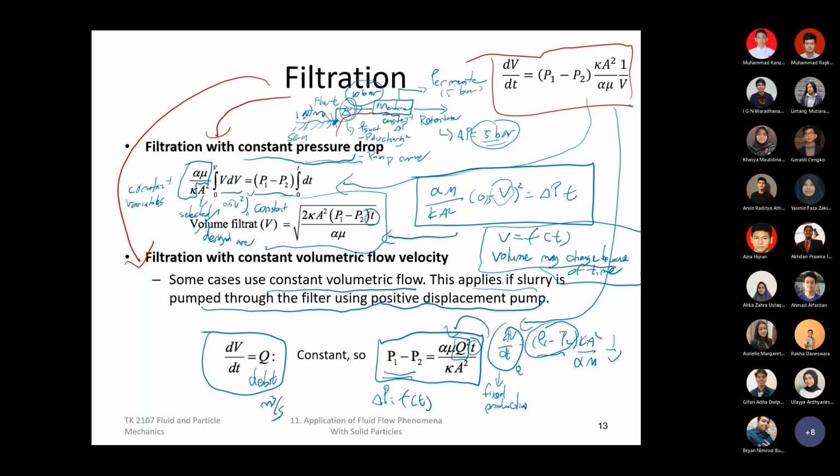So if initially you only need 5 bar, for example, to go towards the membrane area, later on it starts to build up to 6 bar, 7 bar, 8 bar, 9 bar. Then maybe when it reaches 10 bar, your pump will not be able to provide it anymore, and you still have to stop the operation and clean the system.